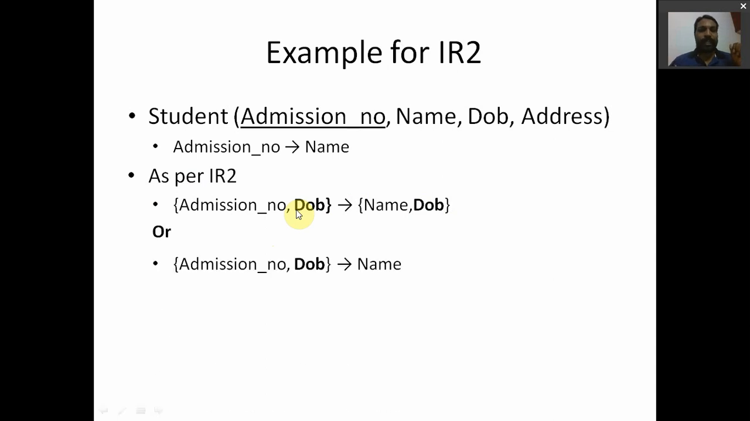Or we can simply add an attribute or a set of attributes to the LHS alone, left hand side alone. Then we can infer a new functional dependency from this one. So this is IR2, inference rule 2, that is augmenting attributes to LHS and RHS, or augmenting to LHS alone.